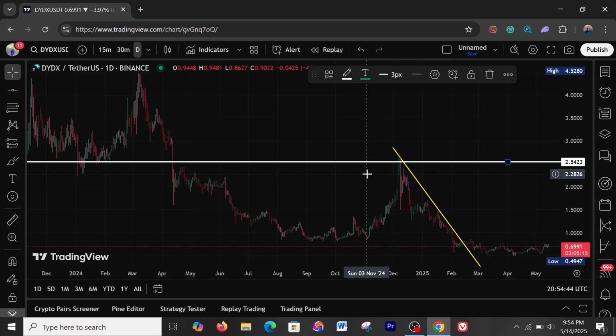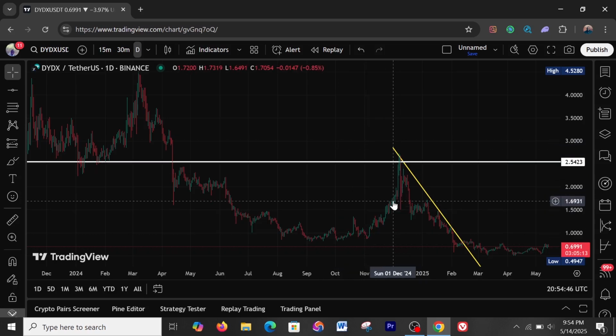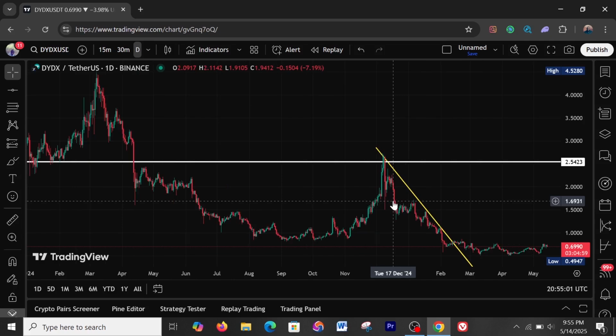DYDX is actually an exchange with good tokenomics, a very useful product in terms of decentralized exchange where people can trade Bitcoin and other assets without KYC, because a lot of people really want something like that based on the country that they trade from, like the UK and all of that.